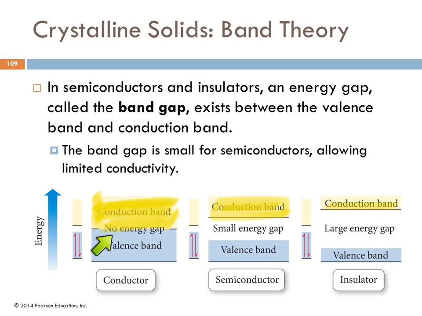You can't move from one to the next. In a semiconductor, there is a small energy gap. In an insulator, there is a large energy gap. There's this big gap, and so in order for an electron to move into the conduction band where it can move around, it has to overcome this very large energy gap. And it just does not happen. In semiconductors, there's a small energy gap. And so they do conduct, kind of, right?